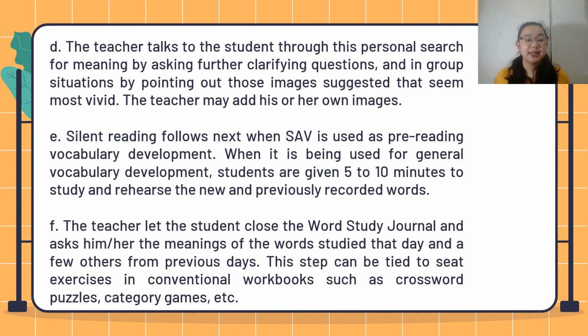Silent reading follows next when SAV is used as pre-reading vocabulary development. When it is being used for general vocabulary development, students are given 5 to 10 minutes to study and rehearse the new and previously recorded words.